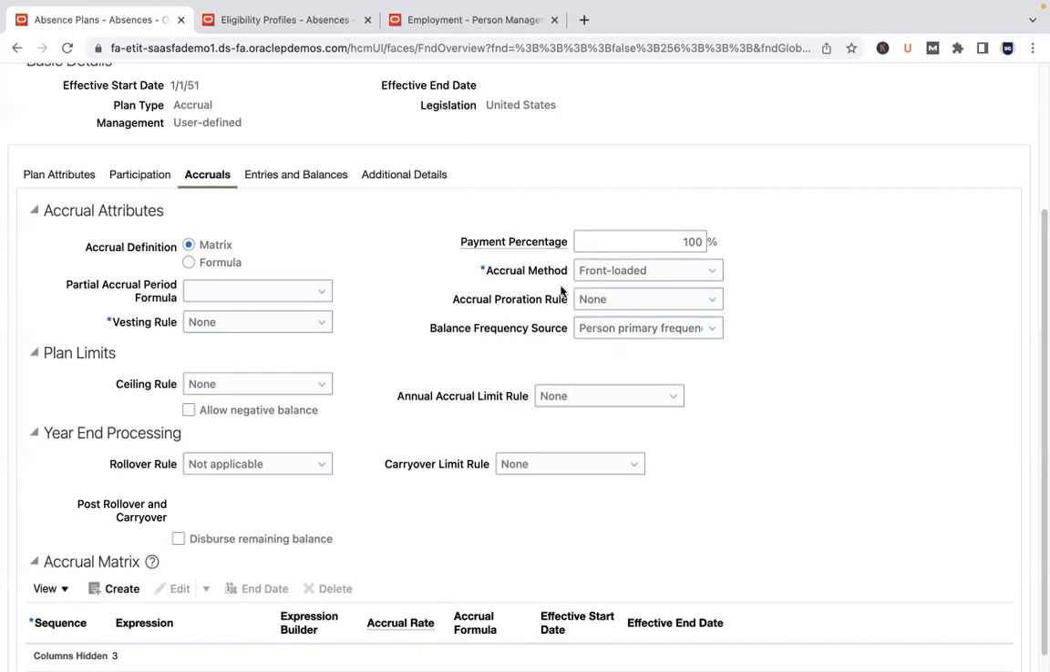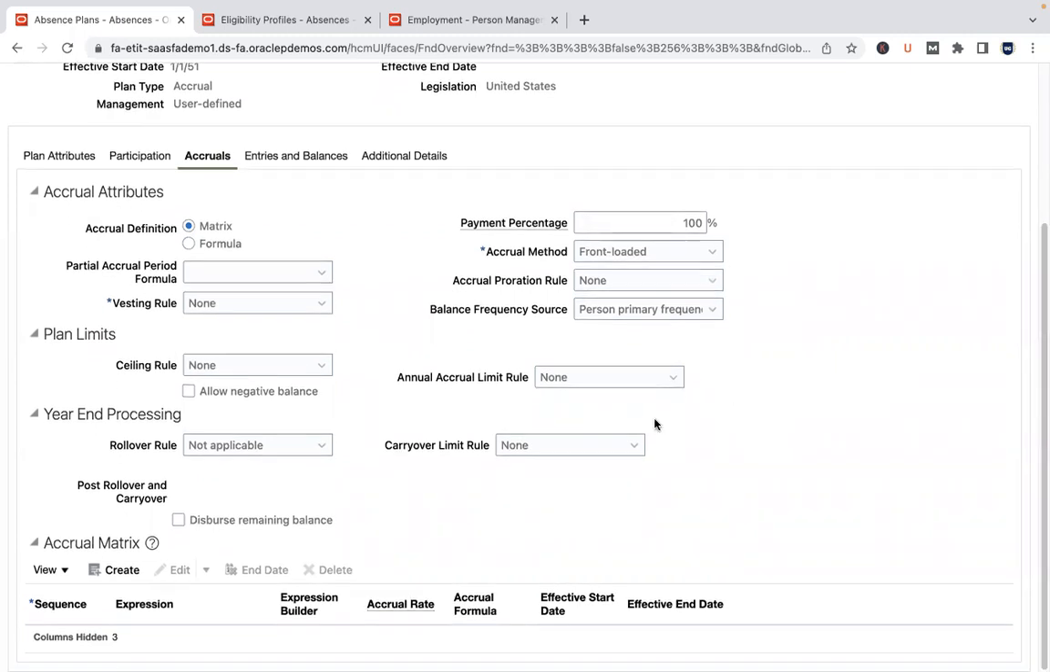Since we are doing a front loading of the leaves, meaning on day one of the calendar year we are loading the leaves, this balance frequency source is not really important, but I'll explain this. The plan limits, year-end processing, as part of the next plan, the accrual plan, sorry, the vacation plan that we are going to configure, would become important when you are doing an incremental accrual, not when you do a front-loaded accrual. Okay, and you can set up plan limits, year-end processing, etc.